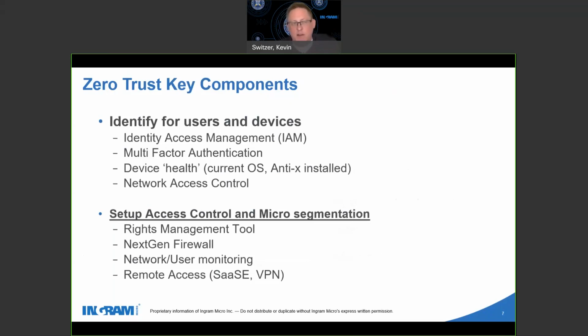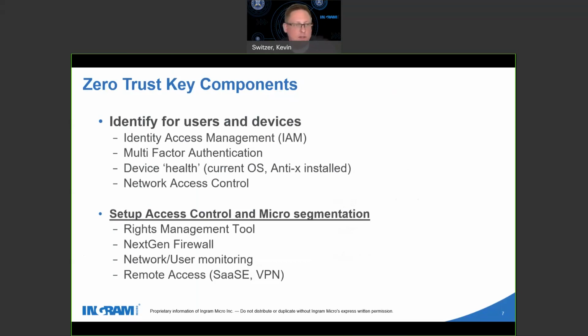Have they actually taken care of their device? Does it have an updated operating system, or does it still have weak or unpatched systems? Also, is that device running antivirus or anti-malware, whatever it may be? And also network access control. We want to make sure that based on this user's role, they're only accessing the data they need to perform their job function. Next, set up access control and micro-segmentation.